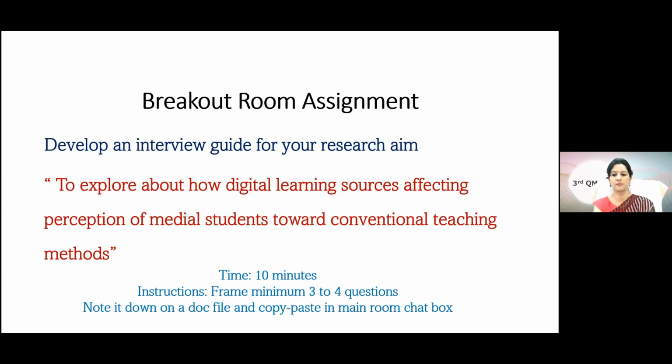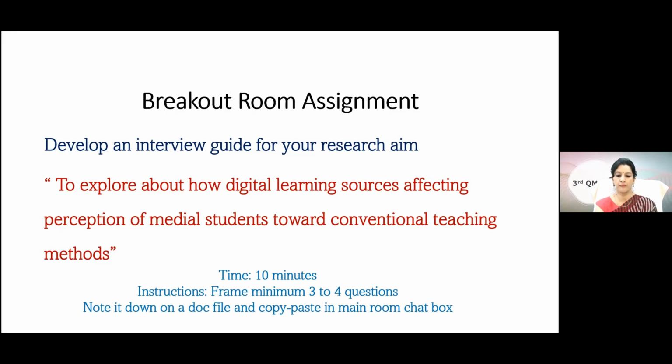Now this is the assignment for the breakout room. You have to develop an interview guide, and your research aim is to explore how digital learning sources are affecting the perception of medical students towards conventional teaching methods. Because all of us are in medical college, you are also well versed with this changing scenario. That's why we want to develop the questionnaire with all of you. The time given is 10 minutes, and you have to frame at least 3 to 4 questions.